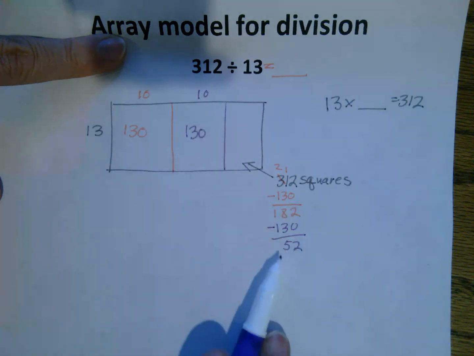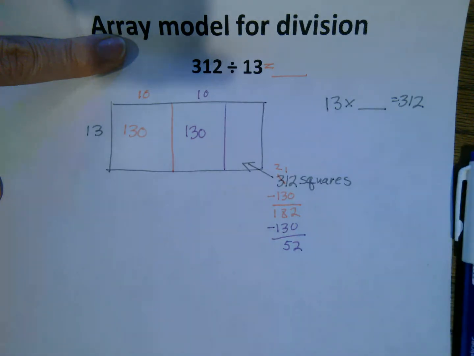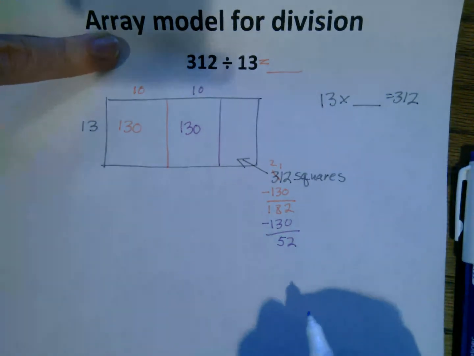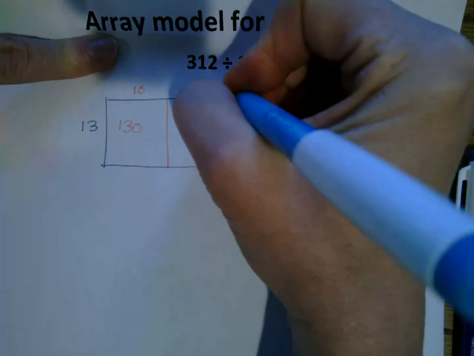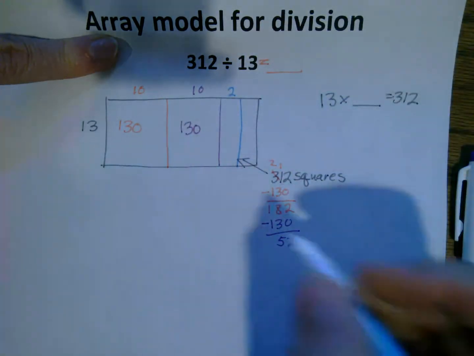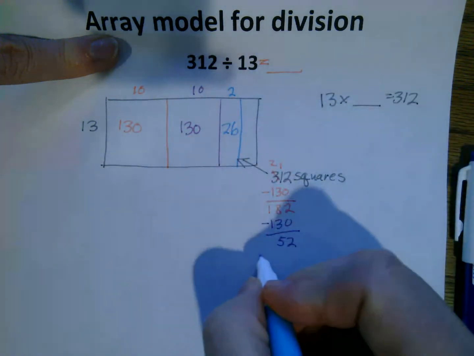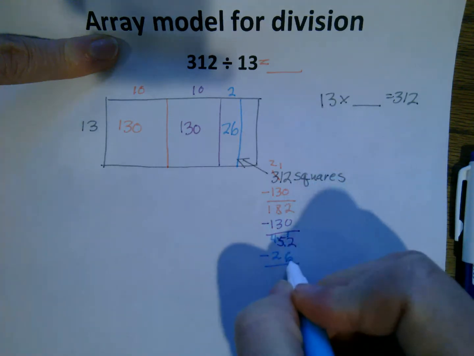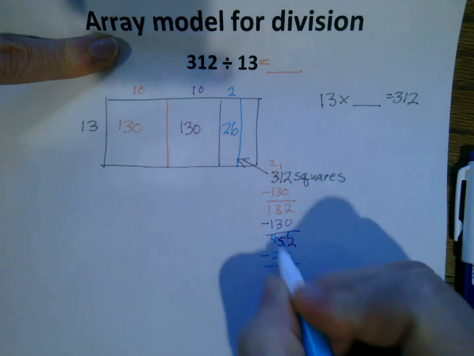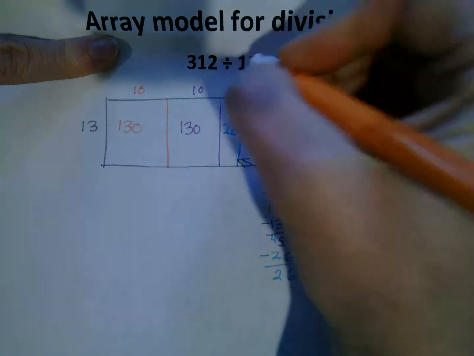So I've got to figure out, how do I arrange these 52 squares in this last piece? Well, at least 2 is going to work. I'm not very up on my 13s, but 2 times 13 is 26. So subtract 26. And let's see, 6 from 12 is 6. 2 tens from 4 tens is 2. Oh, 26. Okay, now I know what this is.